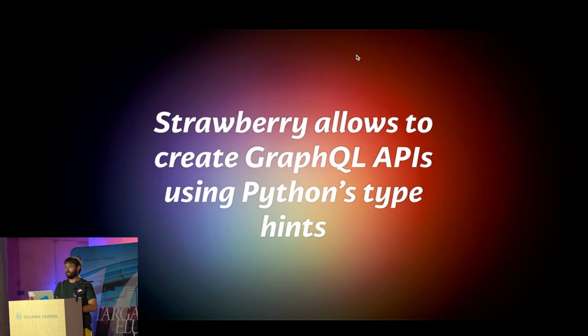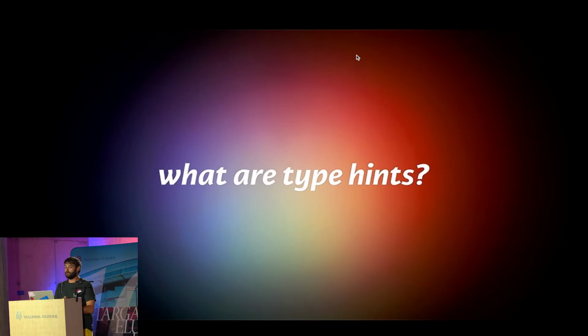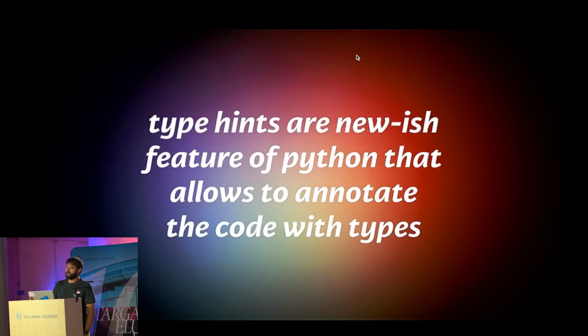So Strawberry allows you to create GraphQL APIs using Python type hints. Let's see what type hints are, because we talk about them quite often, especially in the last few years, but maybe there are some people that don't know what they are used for. Type hints are newish. I think Python 3.5 added them. It's a new feature of Python that allows you to annotate Python code with types.